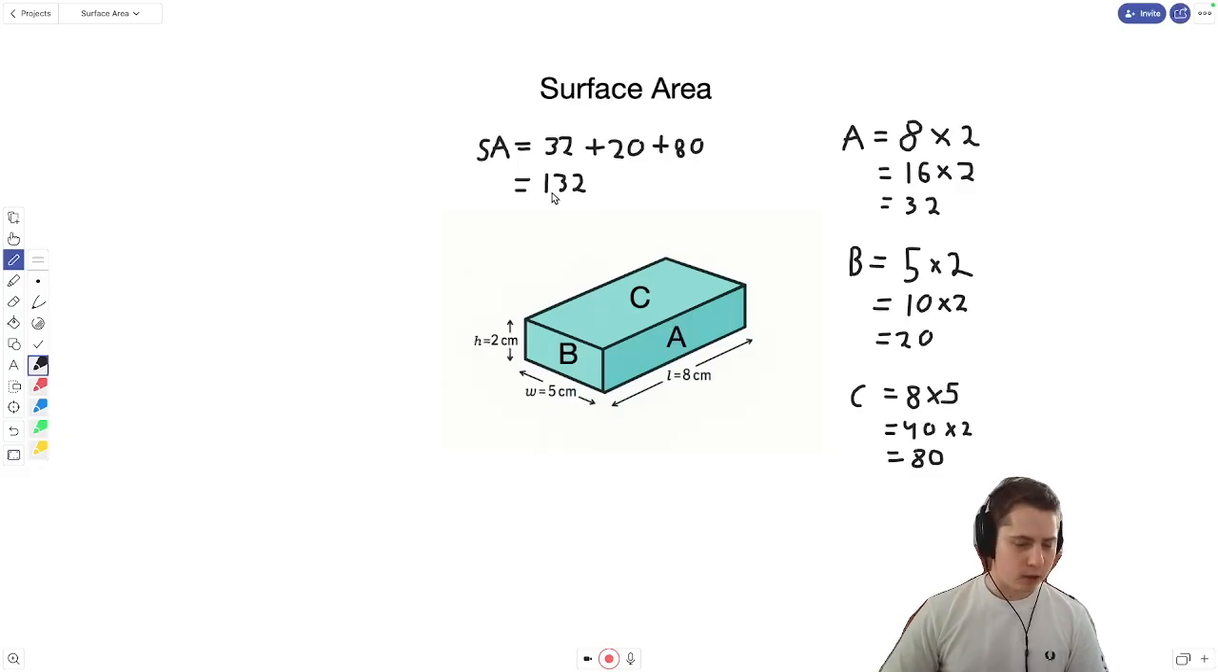Now there are also triangular prisms, but that is a different story, and we'll do that in another video.